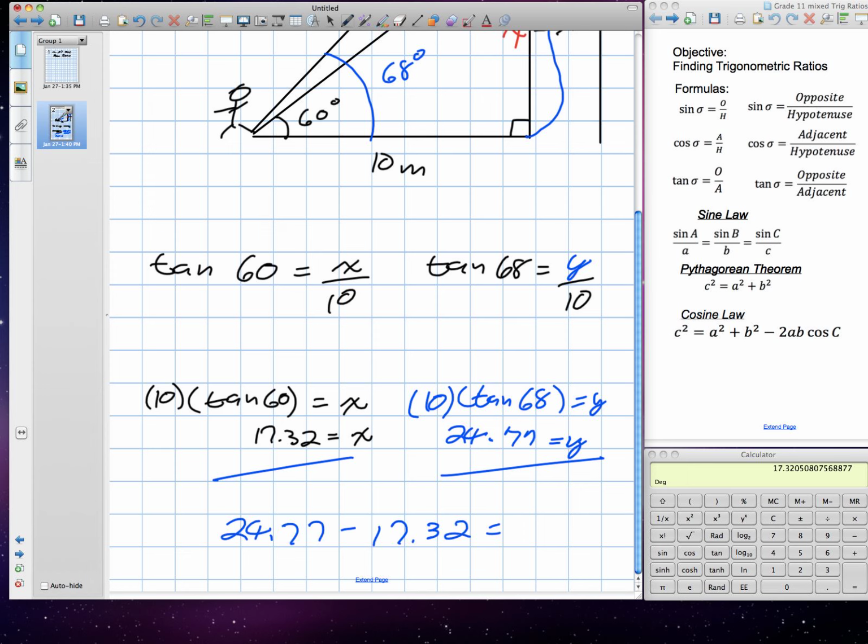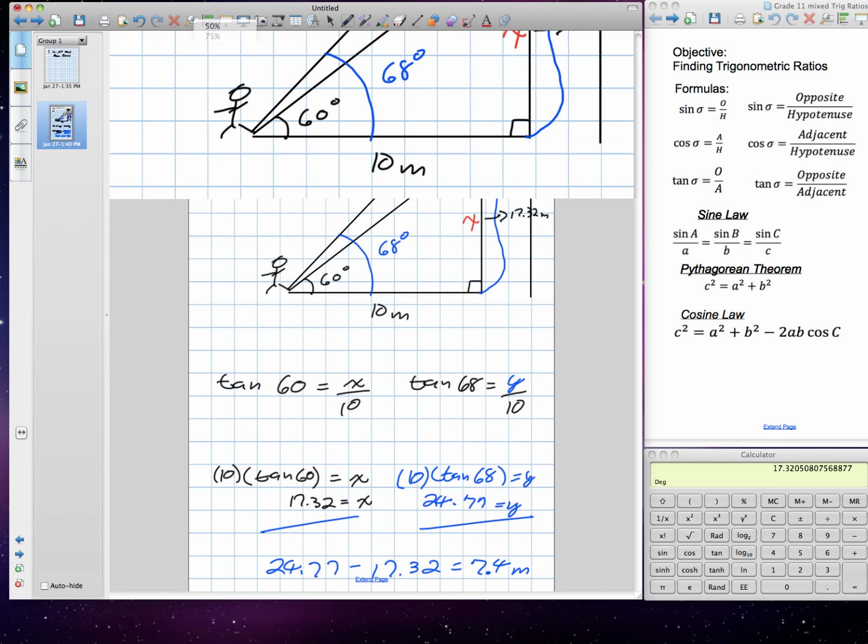Subtract the two to find the tower's height. 7.5. We'll round it to 7.4 meters.